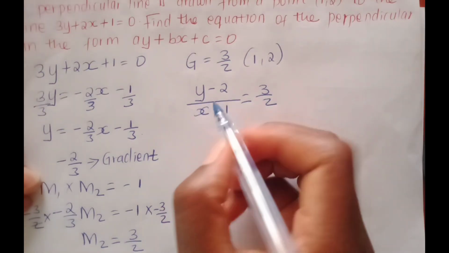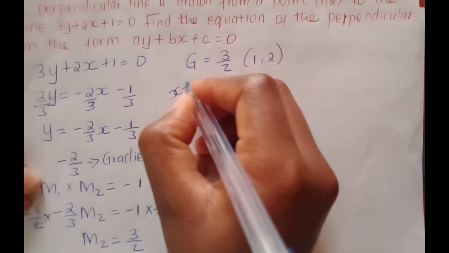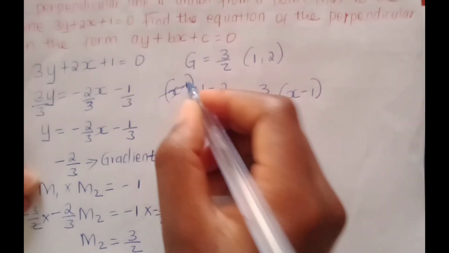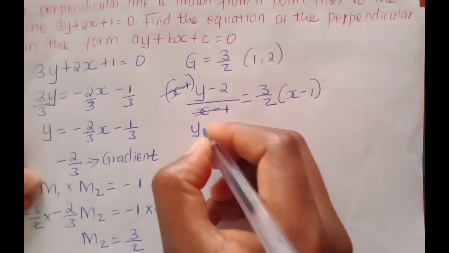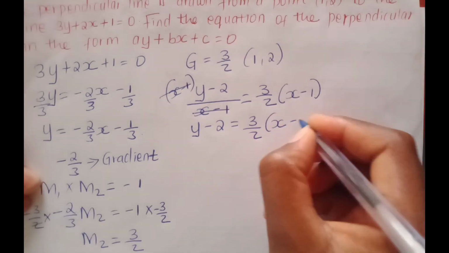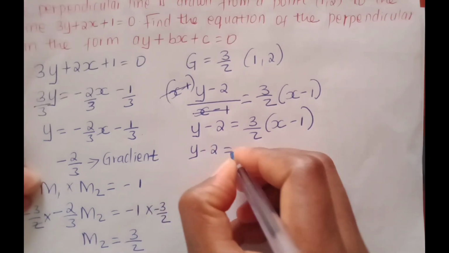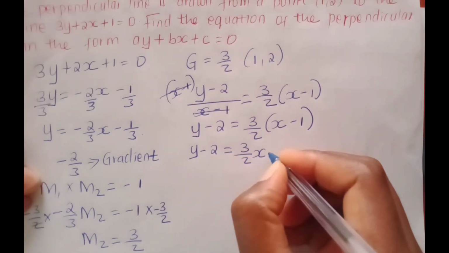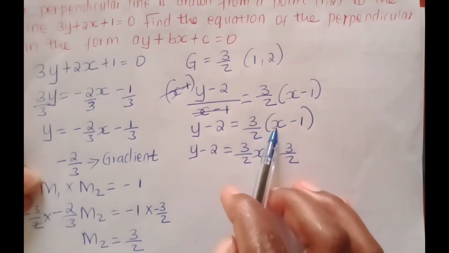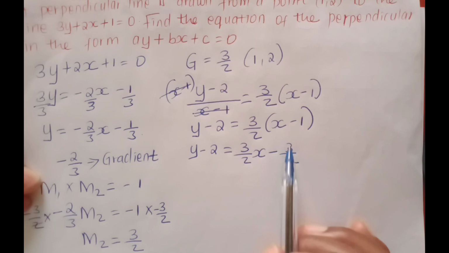Okay, learner? So we multiply both sides by x minus 1. So this one will cancel out. This side will be left with y minus 2 is equal to 3 over 2 multiplied by x minus 1. So we remove the brackets. Our y minus 2 will be 3 over 2x minus 3 over 2. Okay, 3 over 2 multiplied by x will be 3 over 2x, then 3 over 2 multiplied by 1 will be 3 over 2.